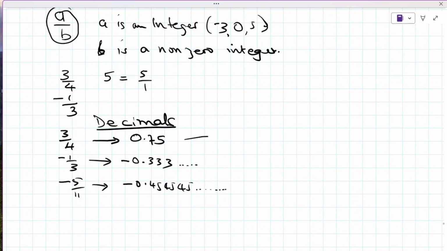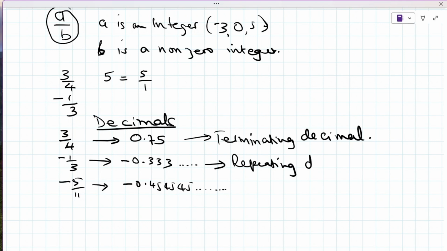This first decimal here is called a terminating decimal, because 3 divided by 4 will give you 0.75, period. However, when you have 1/3, which in this case is -1/3, it gives you -0.333 continuously. So this one is referred to as a repeating decimal.